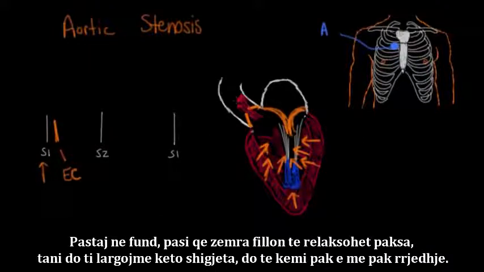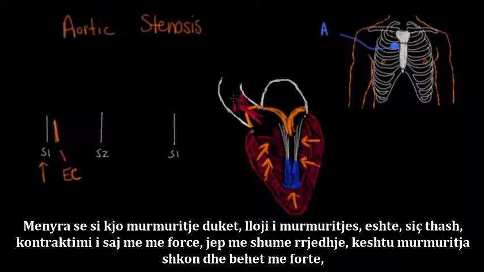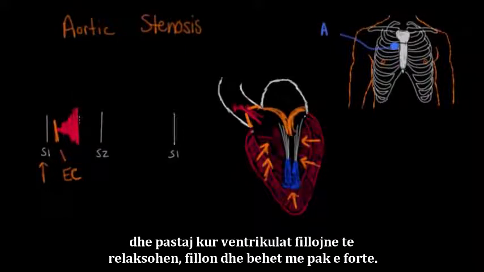And then eventually, as the heart starts to relax a little bit, and we're going to now get rid of these arrows, you're going to get less and less flow. And so the way that this murmur actually looks, the shape of the murmur, is that, like we said, as it contracts more forcefully, you get more and more flow, and the murmur becomes more and more intense. And then as the ventricle starts relaxing, it becomes less and less intense.